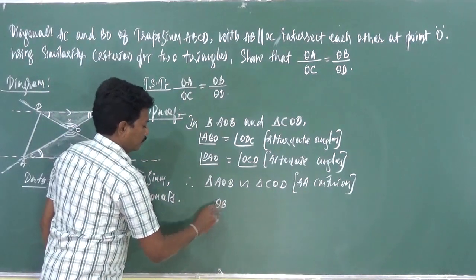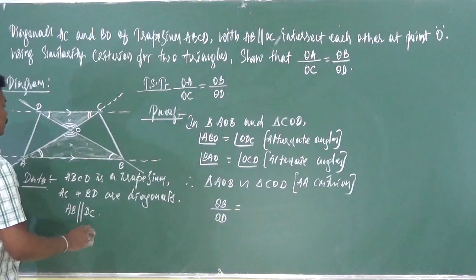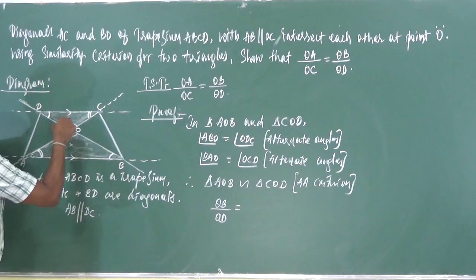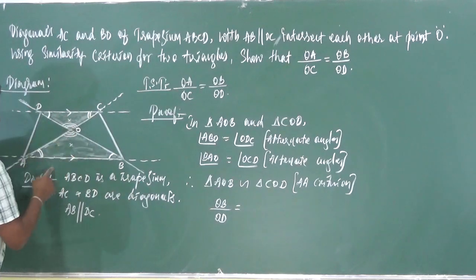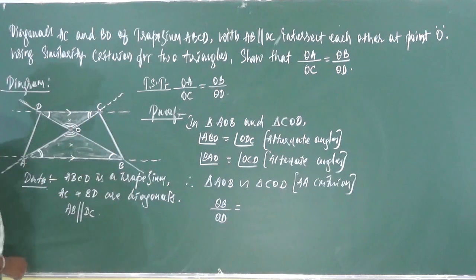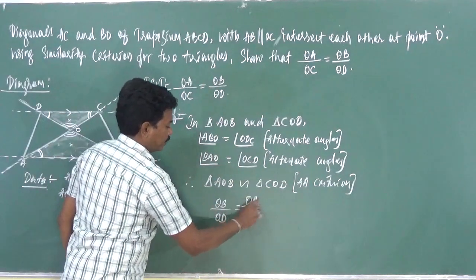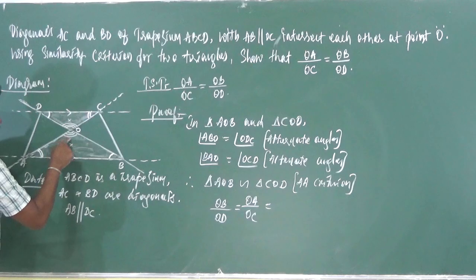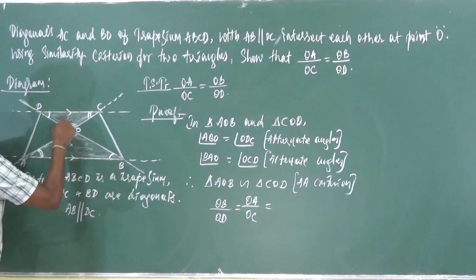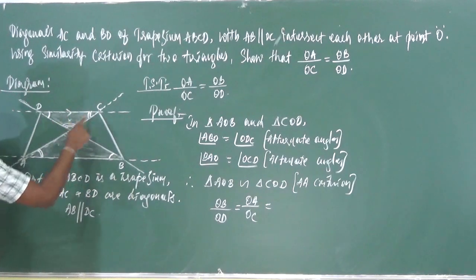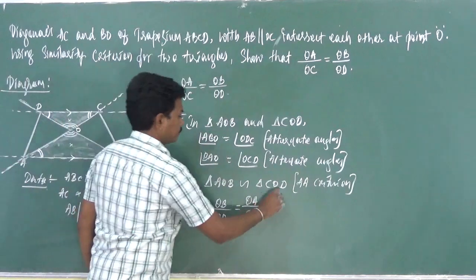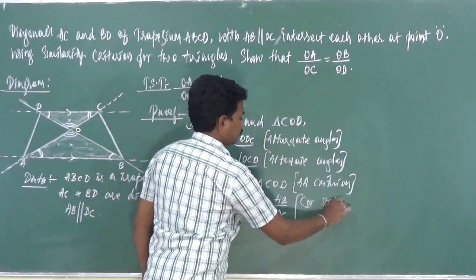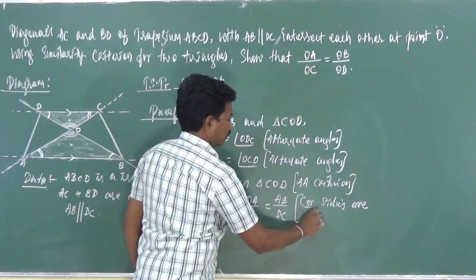So OB by OD is equal to, now in triangle AOB, for the single mark, the opposite side is OA. In this triangle, for the single mark, the opposite side is OC. Therefore OA and OC are the corresponding sides. So OA by OC is equal to, now in triangle AOB, for the triple mark, the opposite side is AB, and in this triangle, for the triple mark, the opposite side is DC. Therefore AB by DC. You have to write the reason: corresponding sides are proportional.